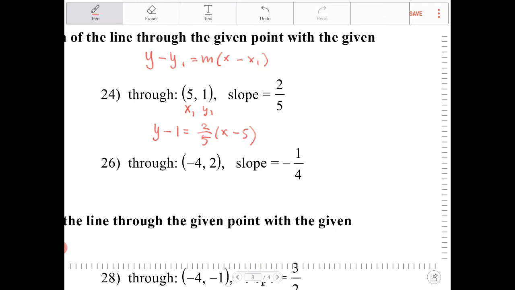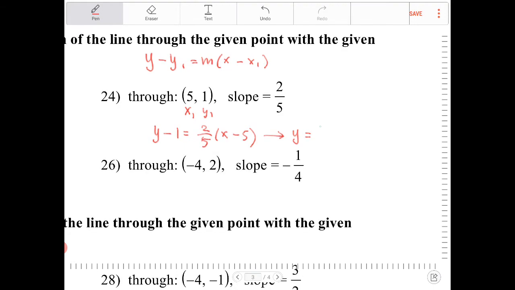I'm doing everything in one step. I can solve for the y-intercept, as you can see. So therefore, once you distribute the 2/5 and add 1 to both sides, you'll end up with y equals 2/5 x minus 2 plus 1, which is -1.